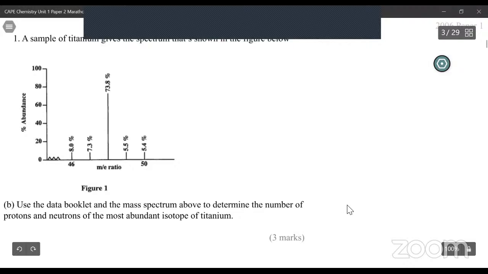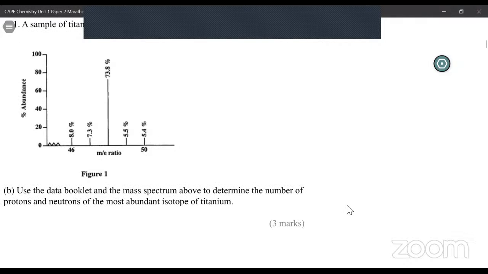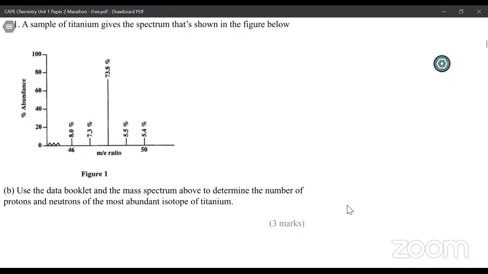Now, they want you to use the data booklet and the mass spectrum above to determine the number of protons and neutrons of the most abundant isotope of titanium. The most abundant would be the one with the biggest percentage, right? Here, off the bat, we can see it's 73.8%, and that corresponds with the isotopic mass 48. So we know that titanium 48 is the most abundant.